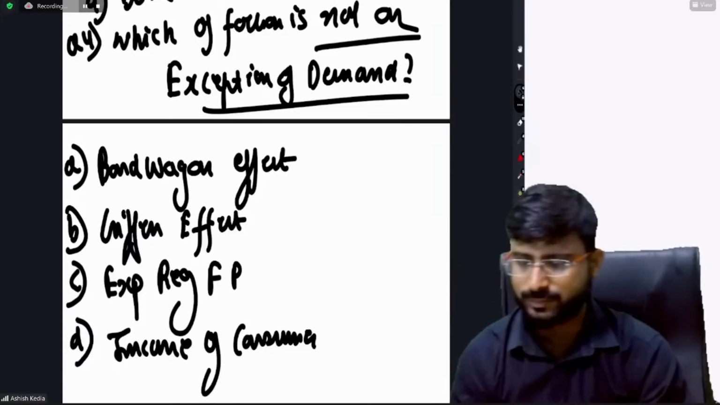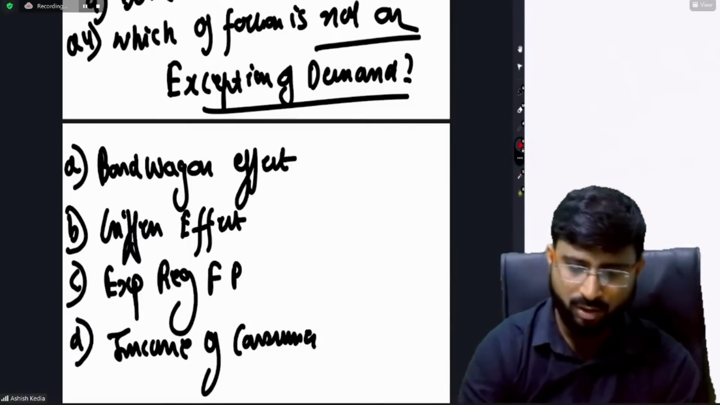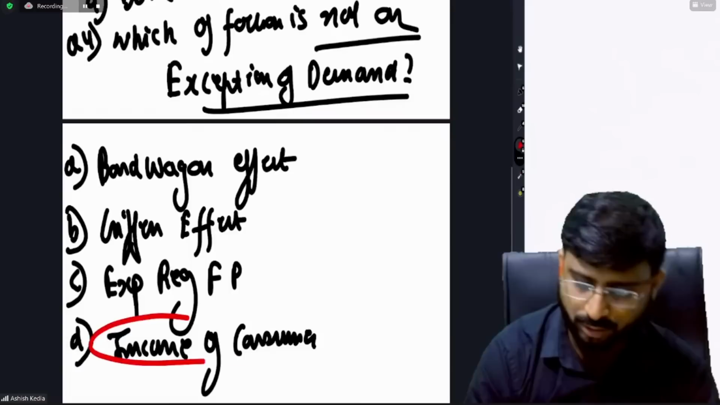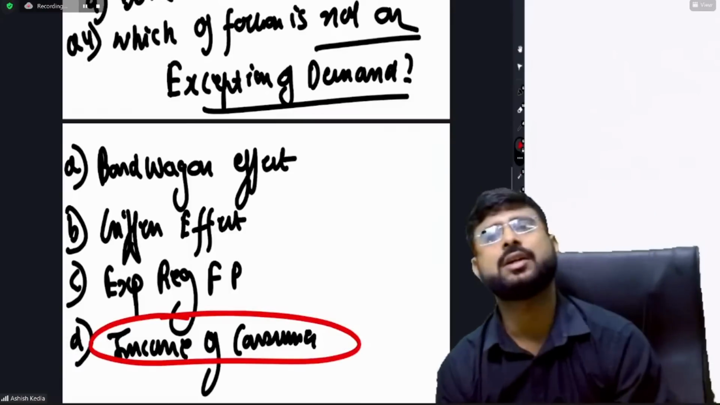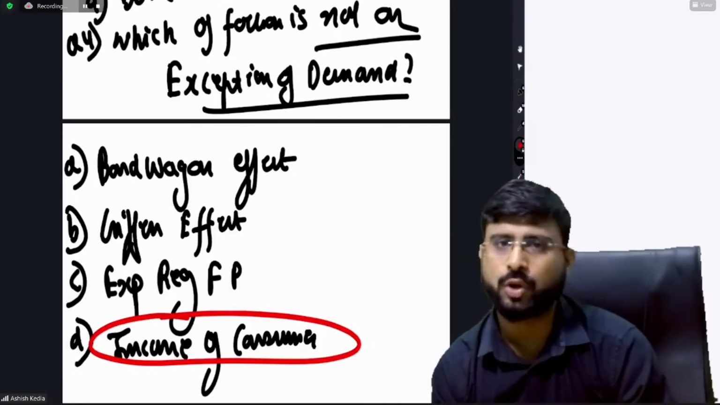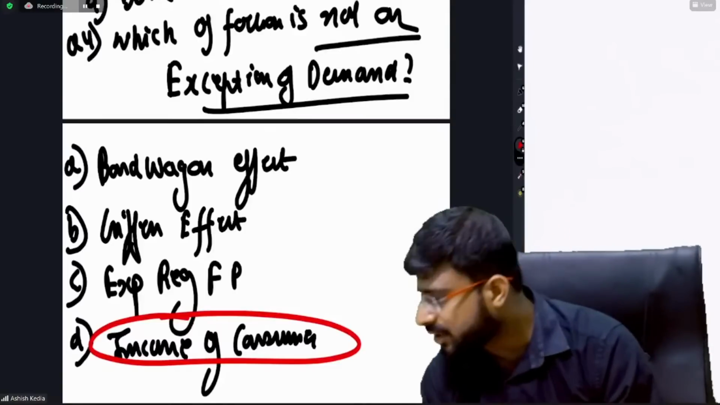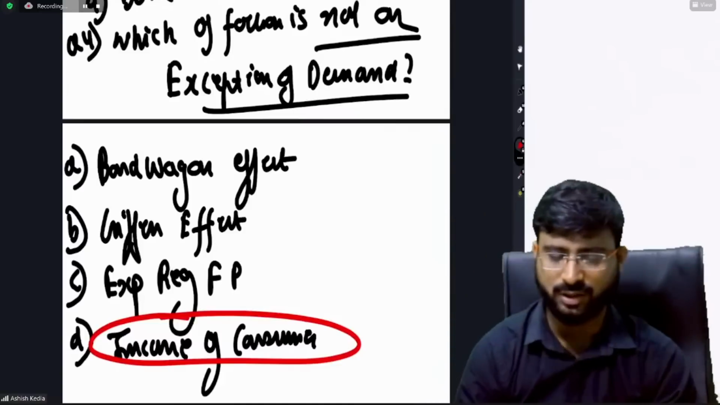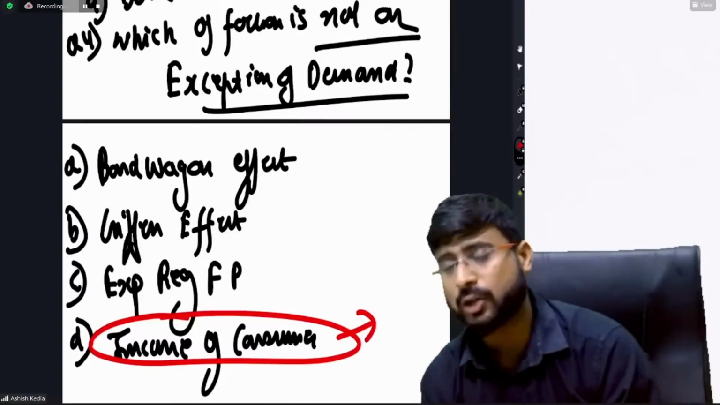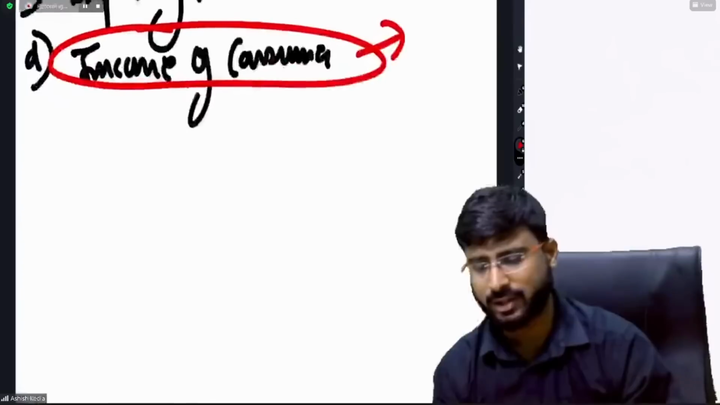Absolutely correct, everyone. For 4, your answer is D. Income of consumer is the correct answer because it is a factor affecting demand, not an exception. Correct. Okay.